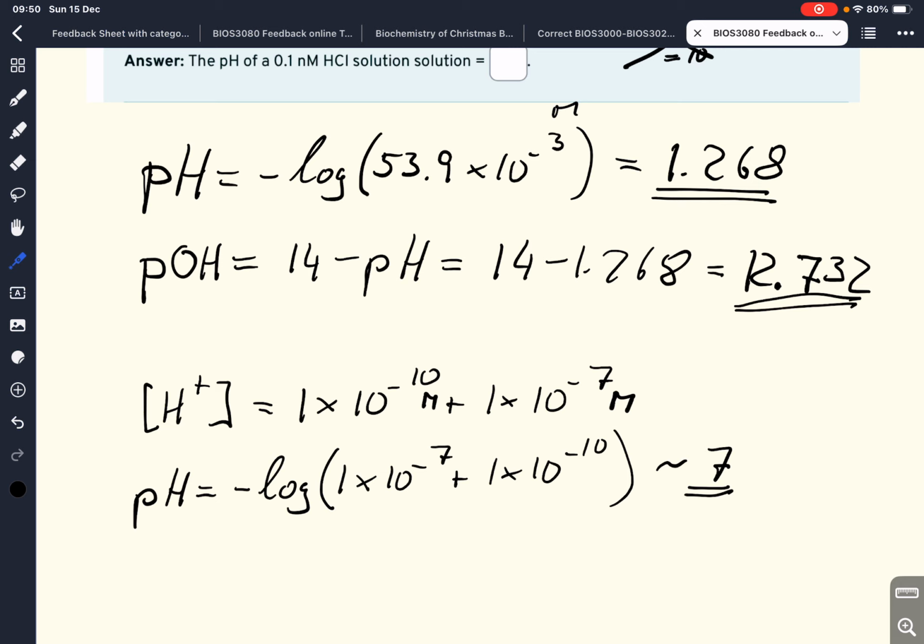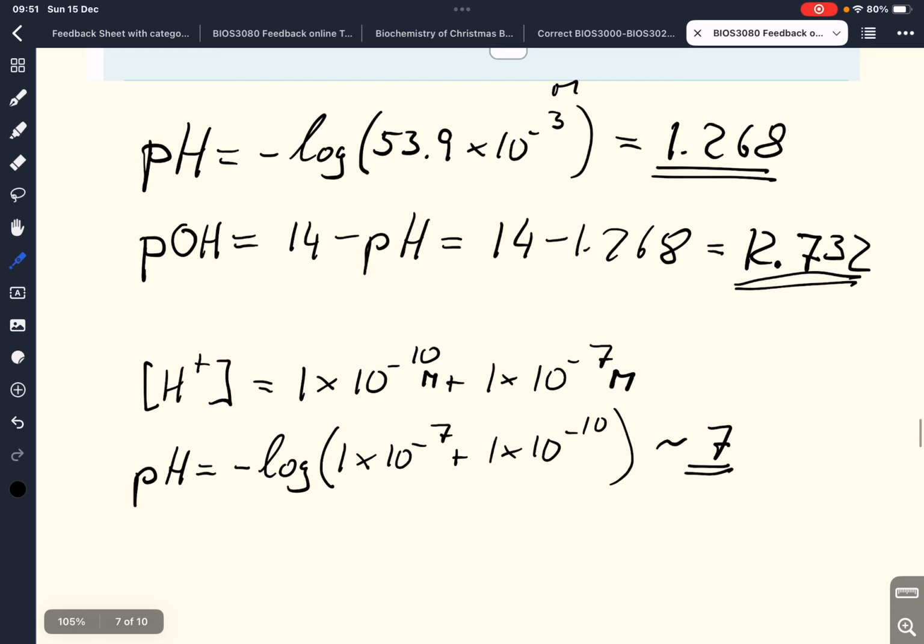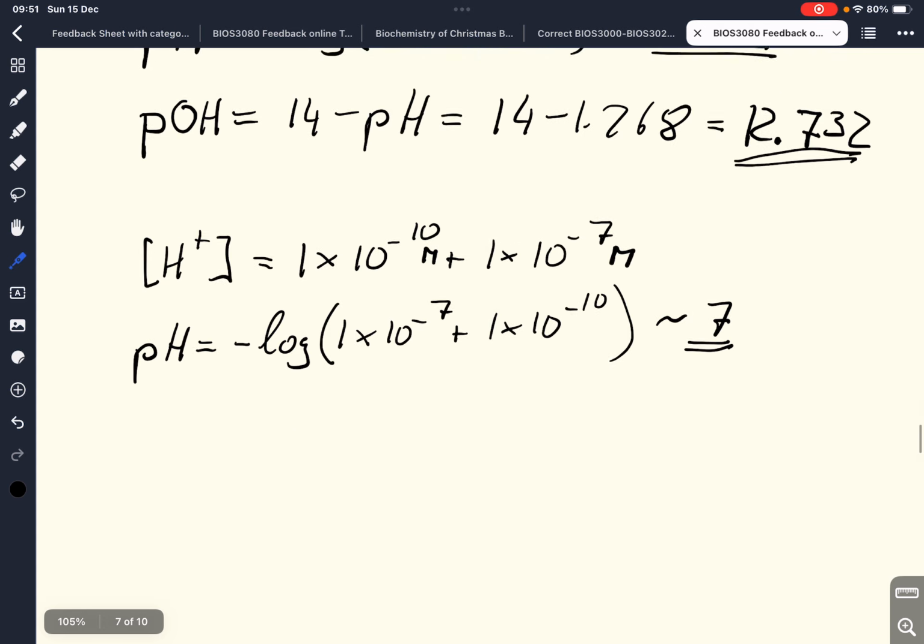So in a way, it makes sense because the acid is so dilute, but it is still an acid, and we are in the range of 7 because it is so dilute. 10 would be absolutely wrong, because we can't turn an acid into an alkaline solution.